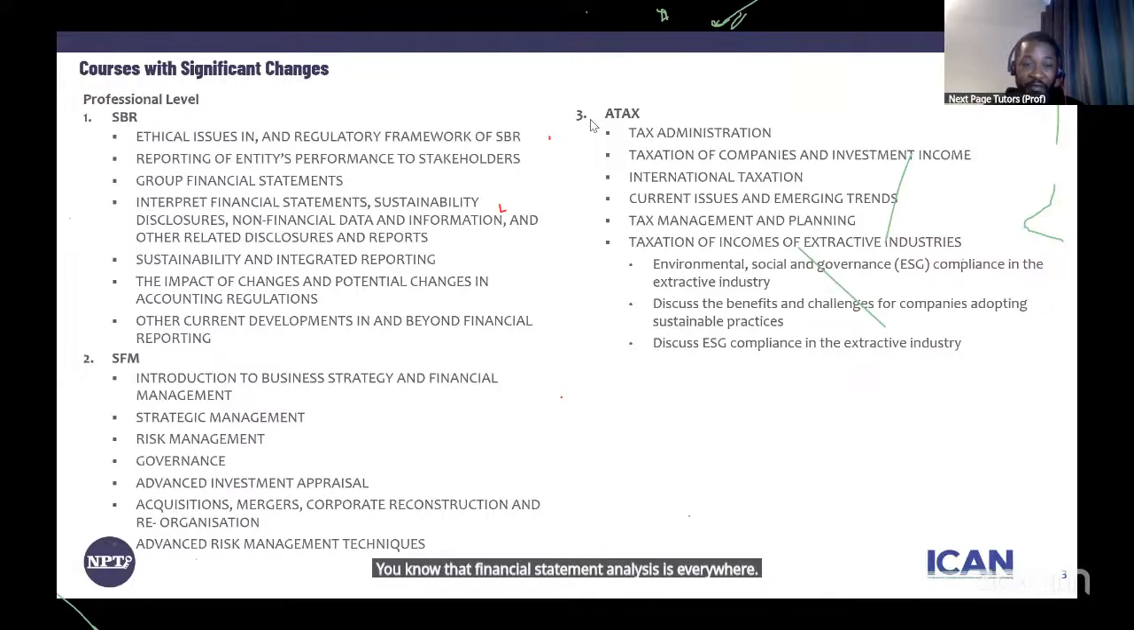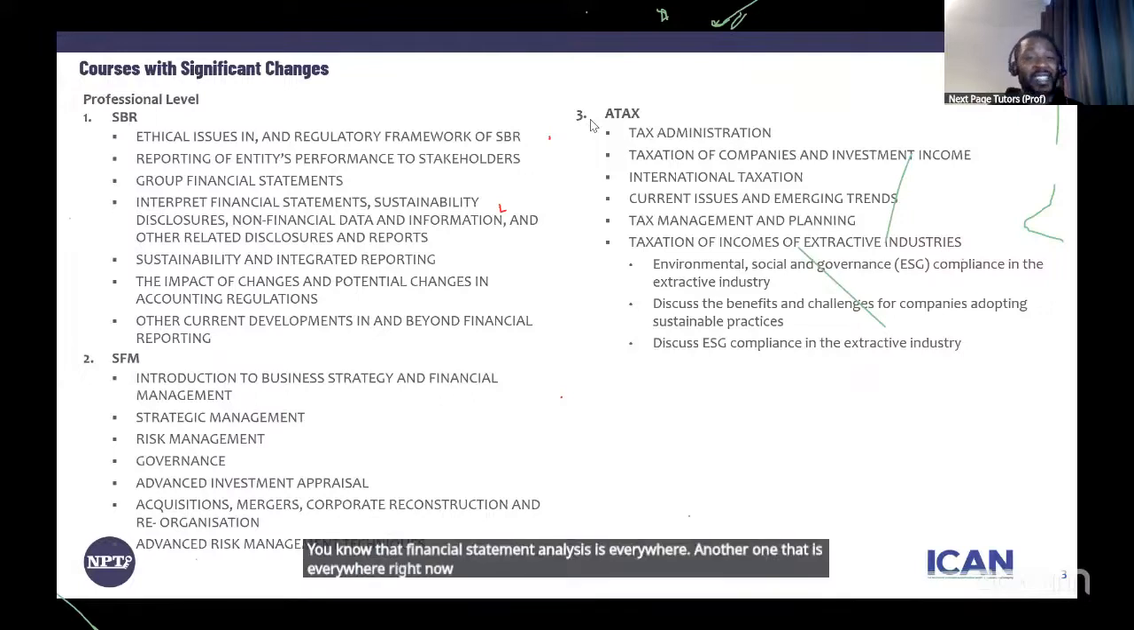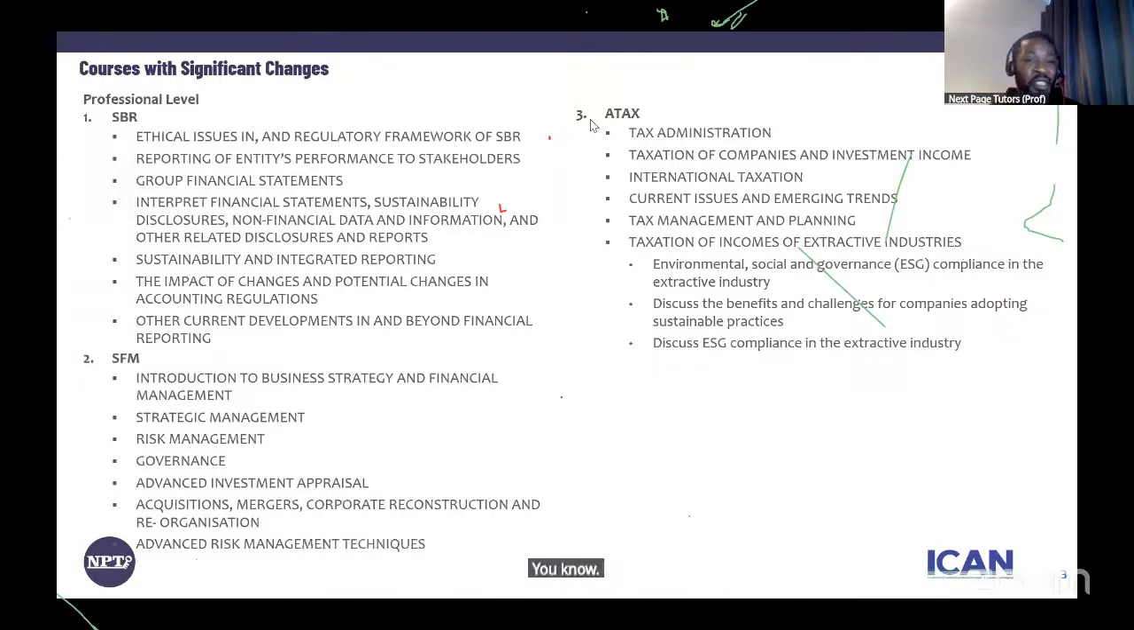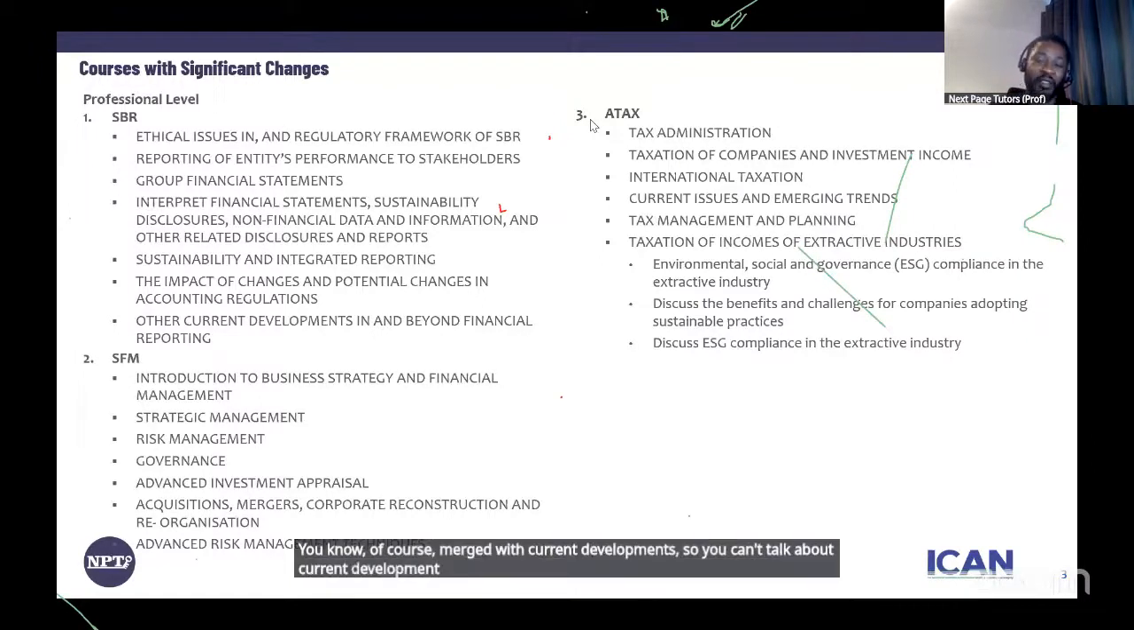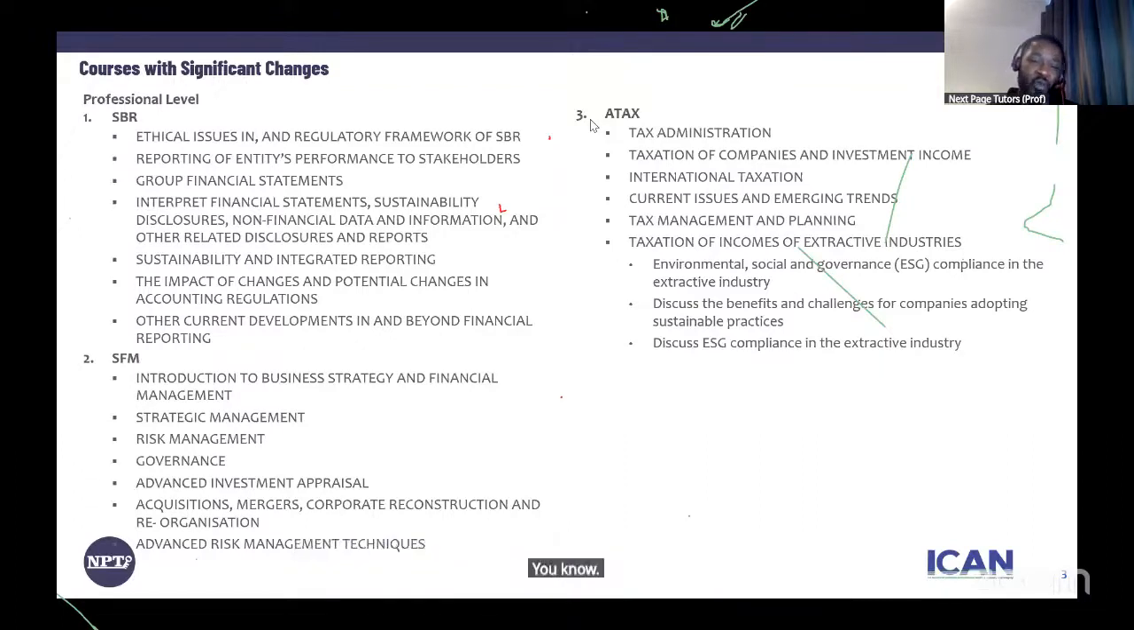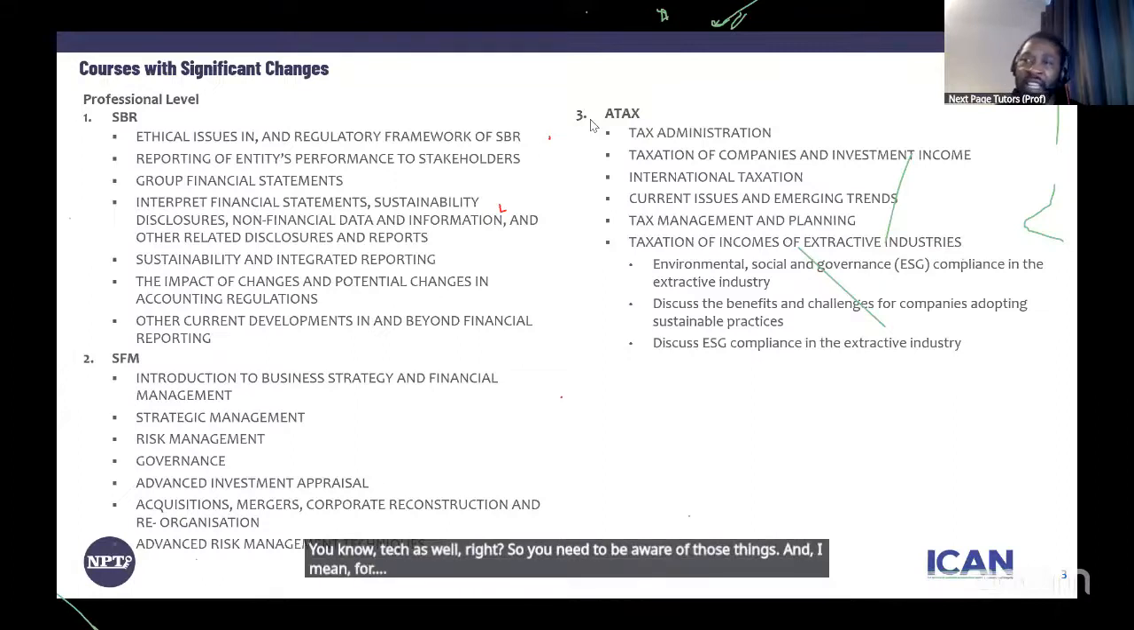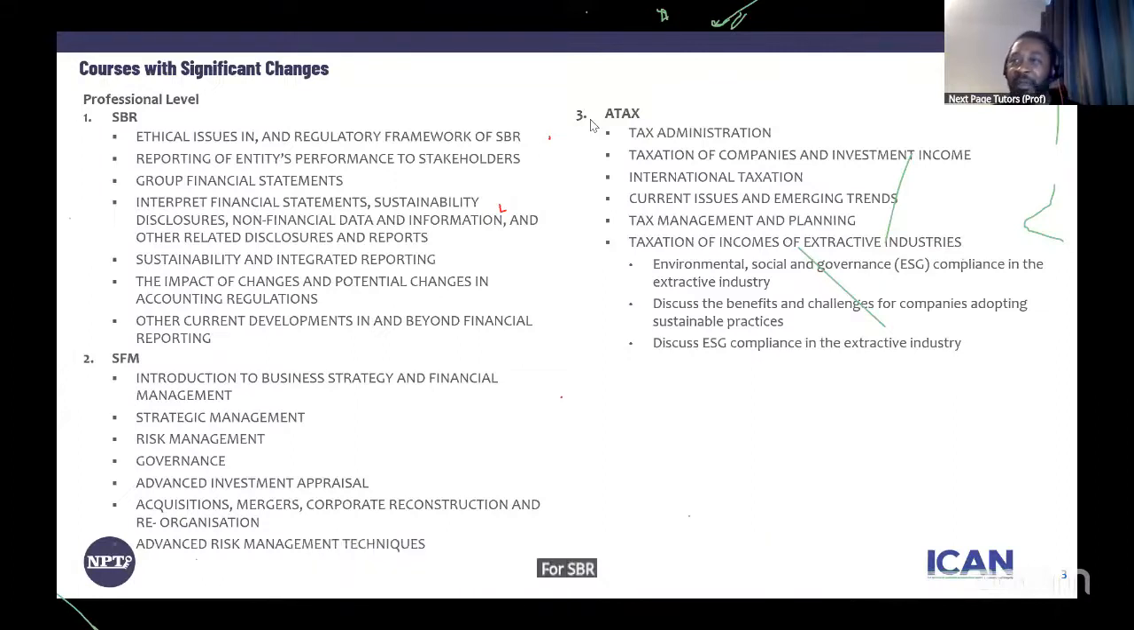Another one that is everywhere right now is the IT related part, right? And of course it merges with current development. So you can't talk about current development in the accounting space without talking about tech as well, right? So you need to be aware of those things. And for SBR, the sustainability report, like Victor said, some of these things, they have been using style to introduce you to these things before now.